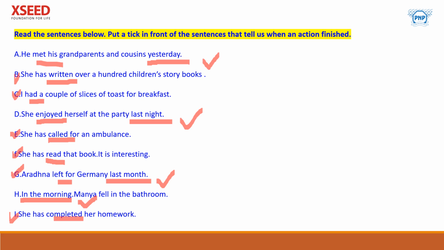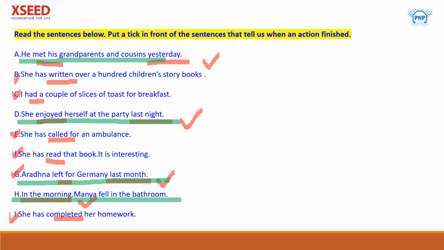The sentences that tell us that the action has ended are: he met his grandparents and cousins yesterday. This sentence. After that, she enjoyed herself at the party. After that, Aradhana went to Germany last month. And in the morning, Manya fell in the bathroom. When? In the morning. Correct. So other sentences do not tell us when the action finished. Understood this much? Very nice.